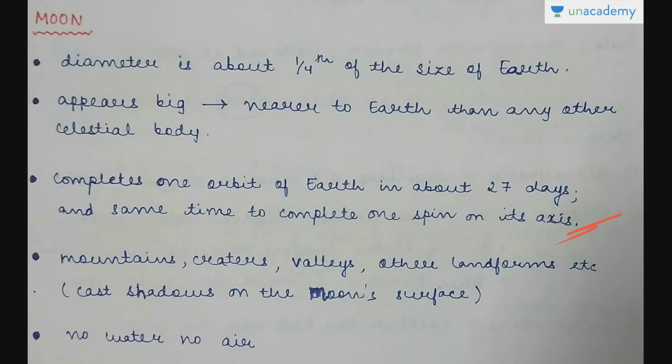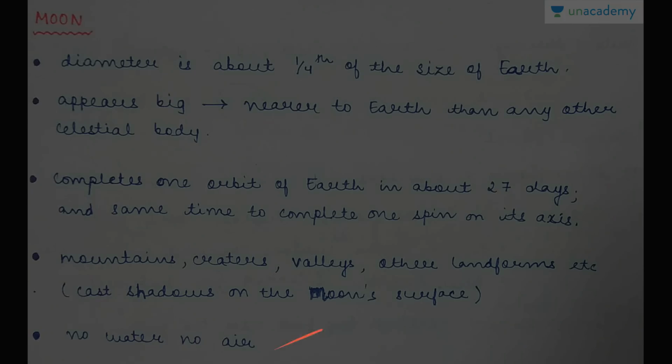Then it also has some mountains and craters. Craters are basically a kind of depression, along with valleys and other landforms, and they form shadows on the moon's surface. So sometimes you might also see light patches on the moon. On the white moon there are some yellowish or brownish patches. These are the shadows because of these formations. Then there is no water or air on the moon, so life does not exist there.